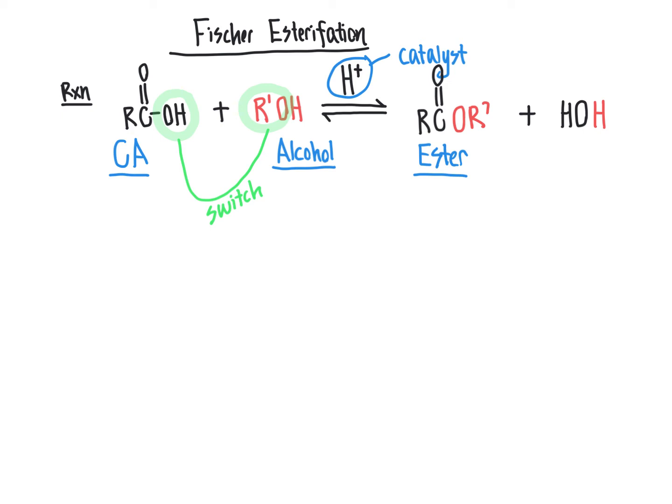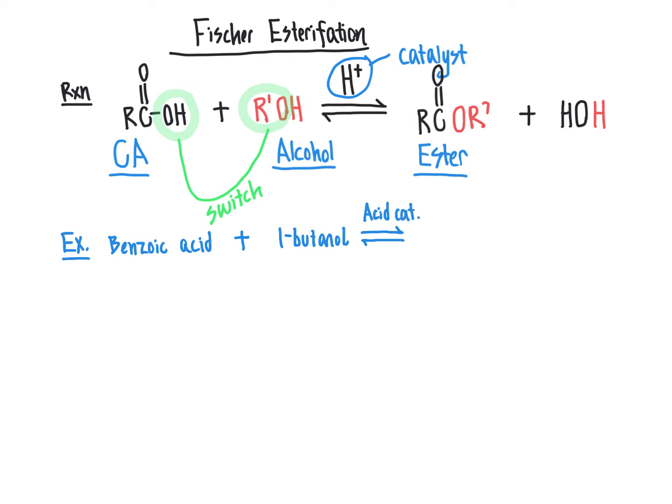So let's apply what we have here at the top toward an actual example where we fill in some functional groups. We're going to be asked to provide the major organic product of the reaction of benzoic acid with 1-butanol, or butan-1-ol for short. And we're going to say that there is an acid catalyst present.